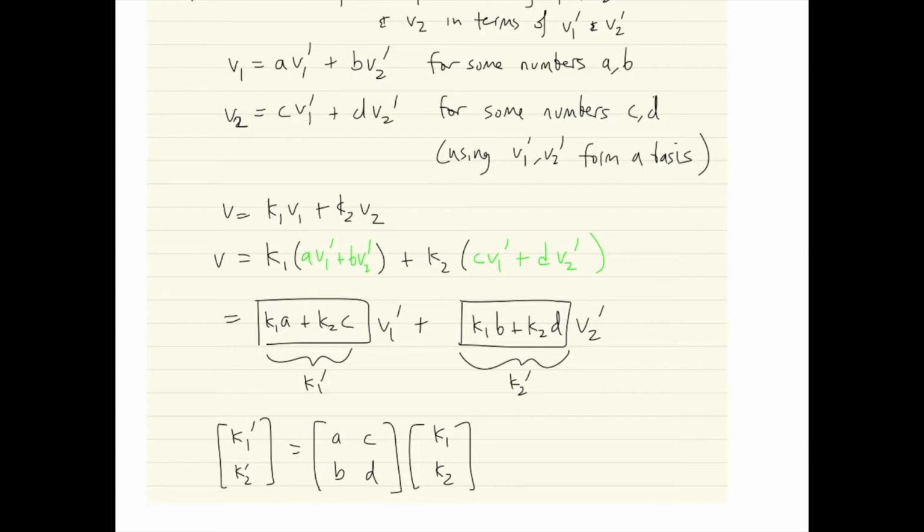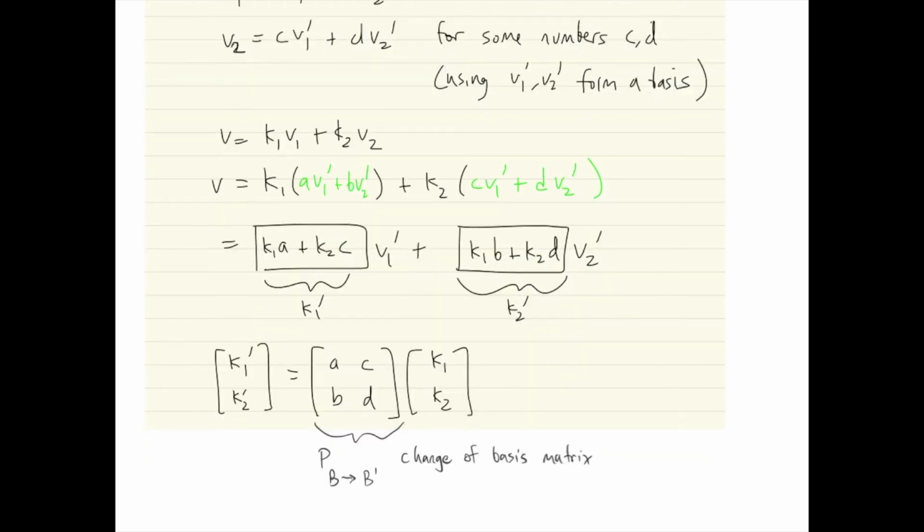And so this is the answer to our question of, if you're given the old coordinates, the coordinates in the old basis, how do you find the coordinates in the new basis? Well, you multiply by this matrix here. And so the key point will be how to find this matrix. This matrix is just expressing each vector of the old basis in terms of the vectors of the new basis. We call this matrix the change of basis matrix and denote it P, for when you're changing your basis from B to B prime.